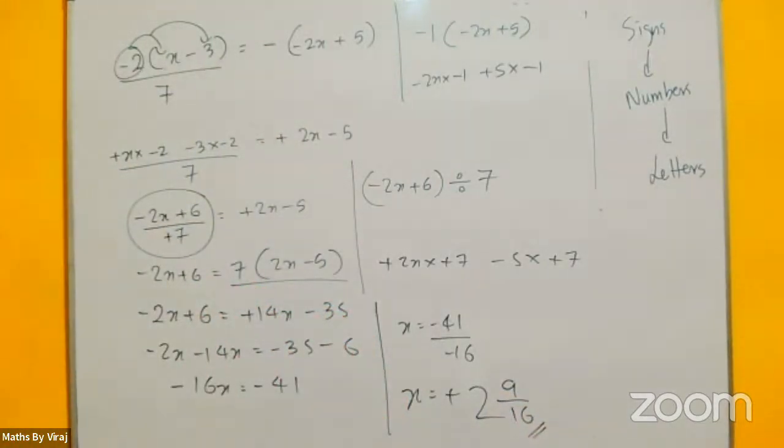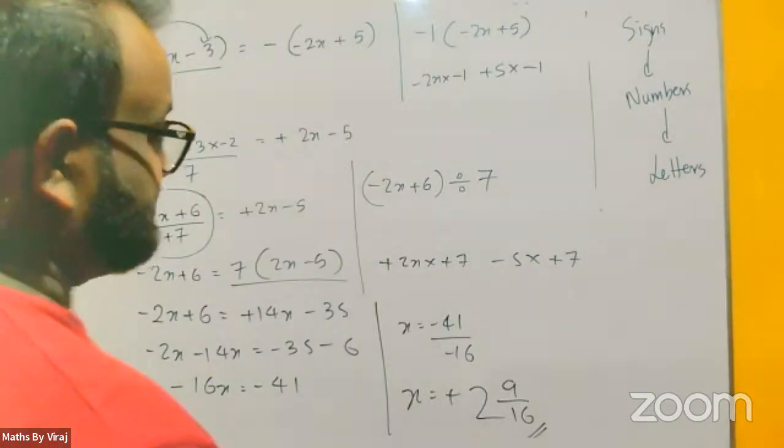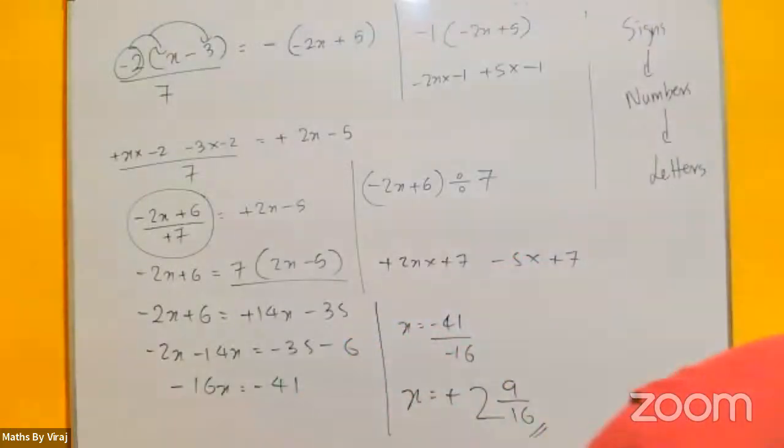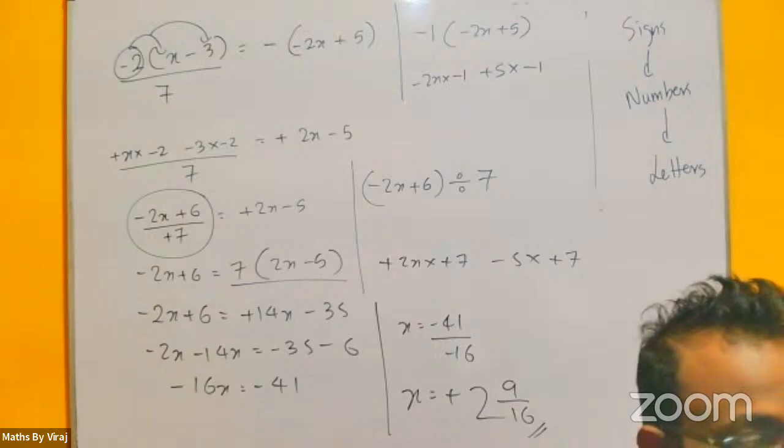Very easy. Yeah? Okay. Take this down. Very important. Very easy sum. And this is the theory that you should understand. This is what happens. Okay?